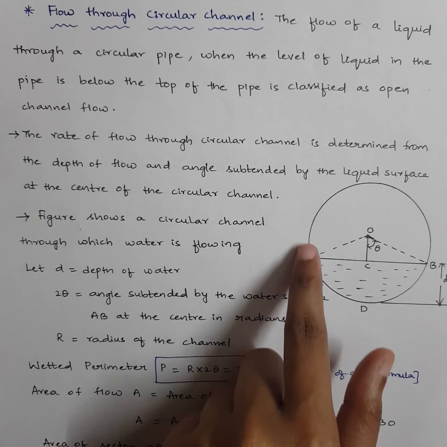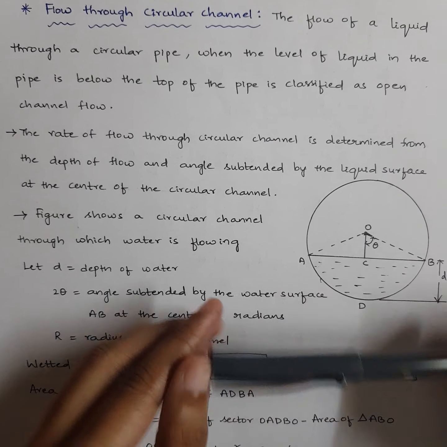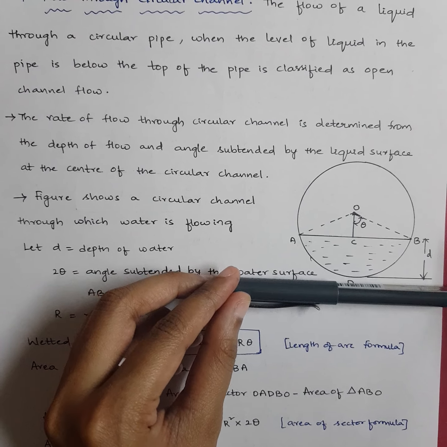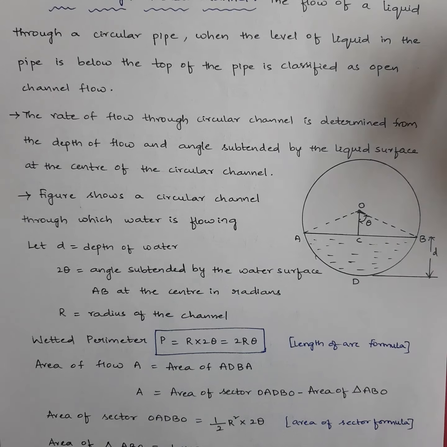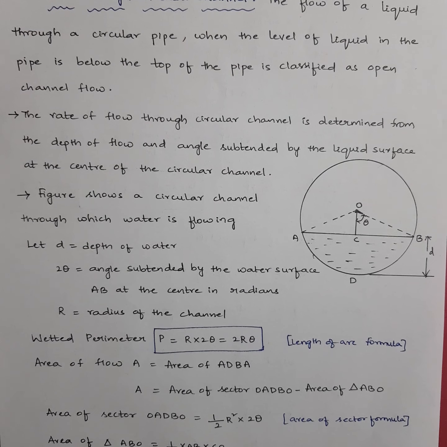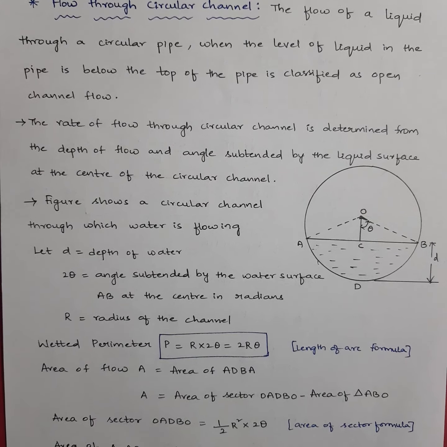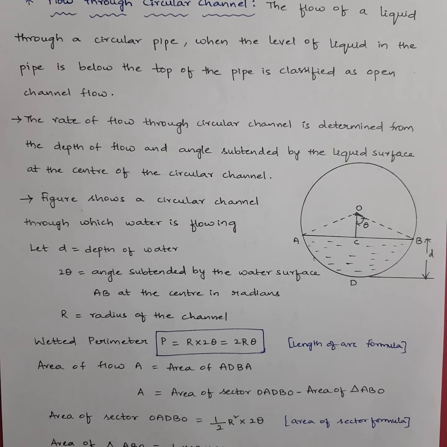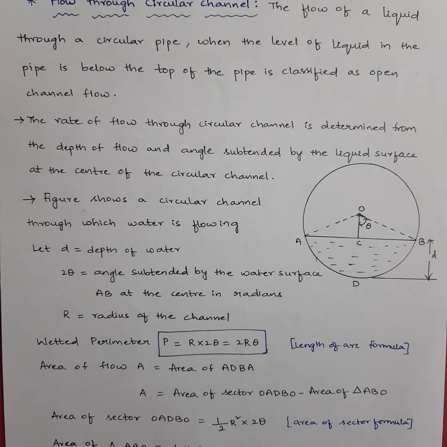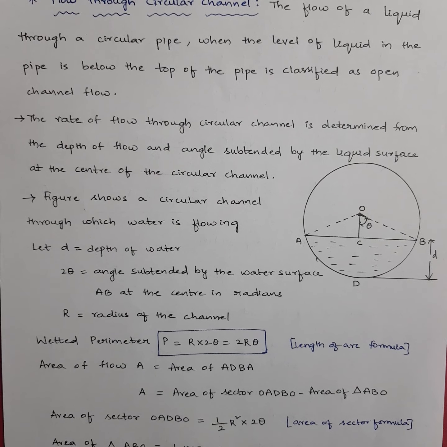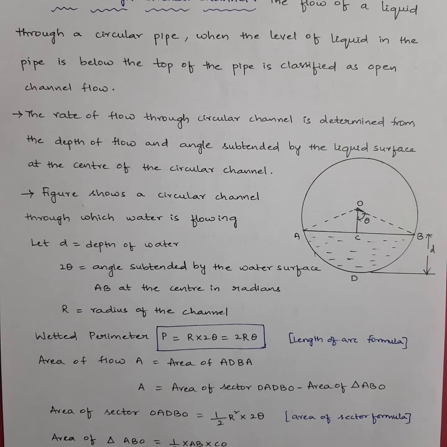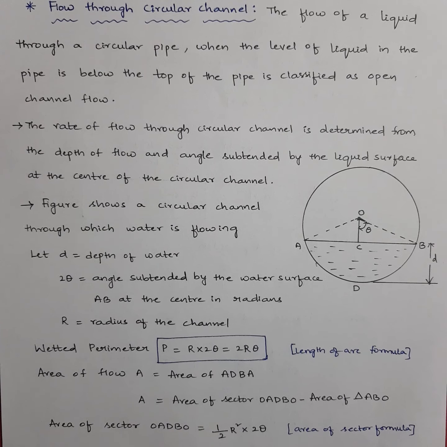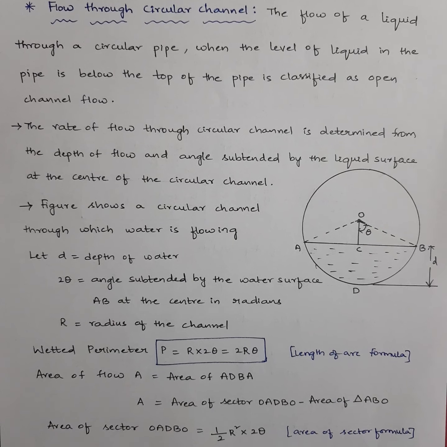For rectangular channel, it was horizontal here. So you could measure the value of D and you kept it constant all the time. But due to the geometry of circular channels, we cannot calculate or derive the conditions for most economical section directly. So what we will do is, we will derive two conditions separately for most economical circular channels. One condition will be for maximum discharge and one condition will be for maximum velocity. So for circular channels, we have to do two cases separately.